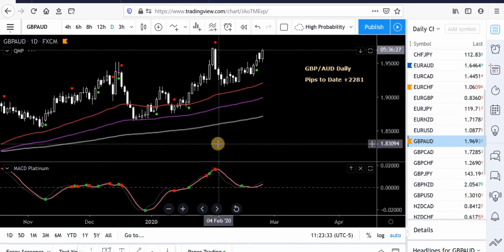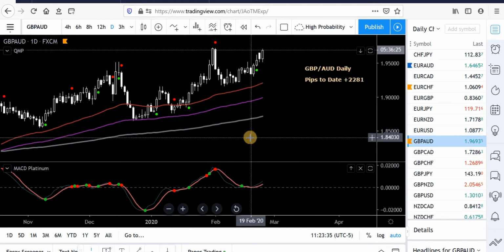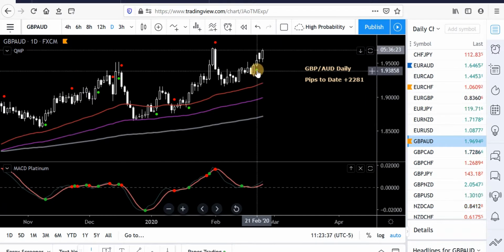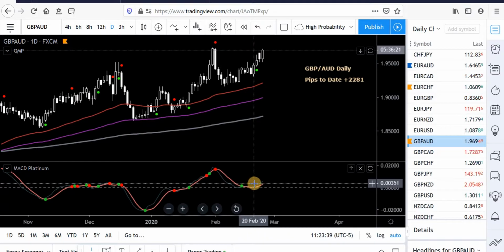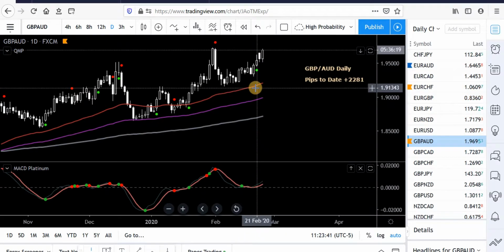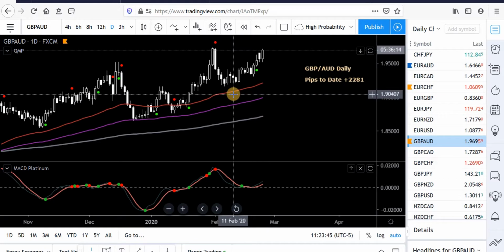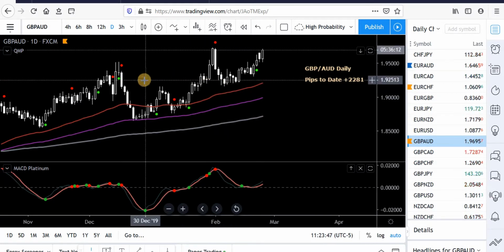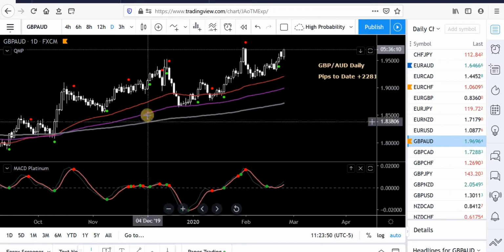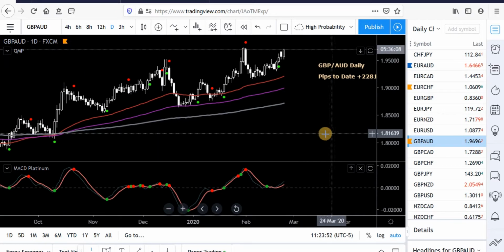Pound Aussie, another pair, nothing happening. Look, there was probably a buy signal there, but the MACD was above the zero level, so no. It's got a few pips in the bank on this one, so I'm not going to risk it until we start getting something a bit better looking. Nothing doing.